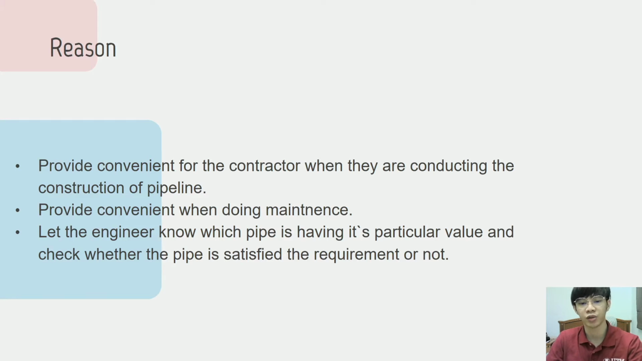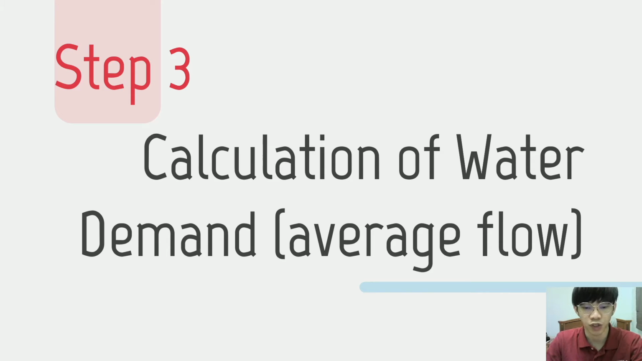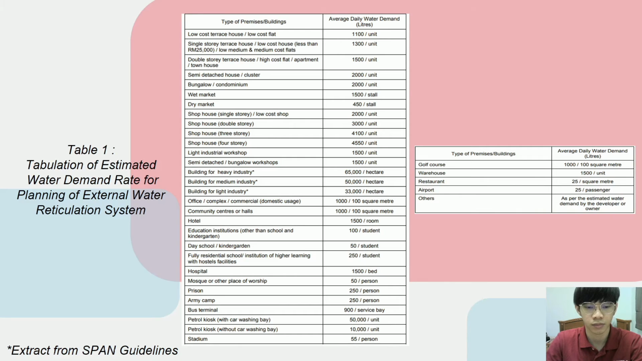The reason why we need to give every node and pipeline an identity is to provide convenience for the contractor when they are conducting the construction of pipeline, and also provide convenience when doing the maintenance. It lets the engineer know which pipeline has its particular value and check whether the pipe will satisfy the requirement or not.